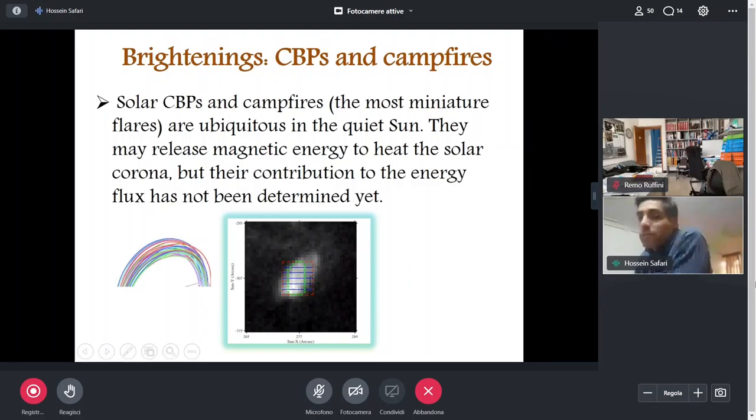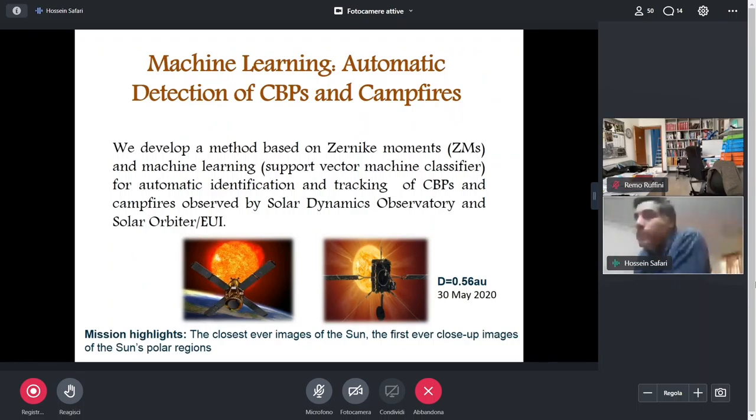You see in this slide an example of a bright point, in which a brightening region at the apex of a coronal loop consists of several strands. The key step to understand and estimate the contribution of small-scale brightenings in the heating of the solar corona is to identify and track all of them in the solar data. Here we applied an automatic detection method for coronal bright points and campfires based on machine learning. Our method computes Zernike moments for each sub-image, and then we feed them to a support vector machine classifier.